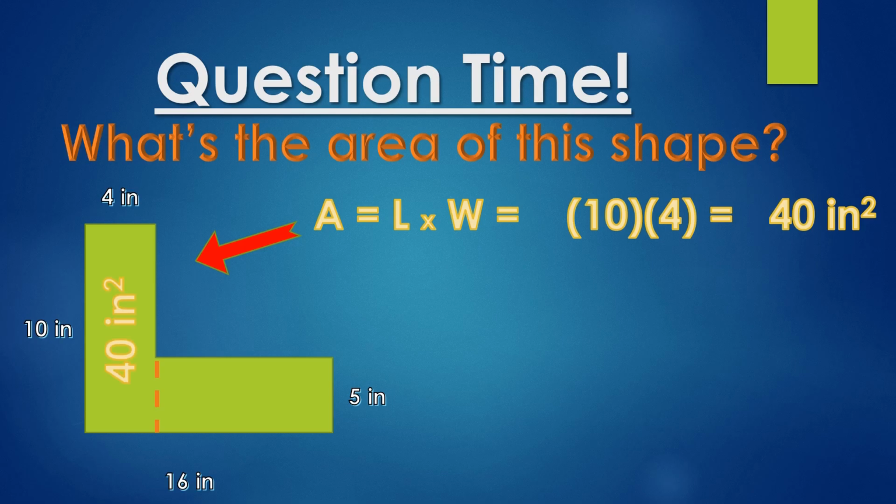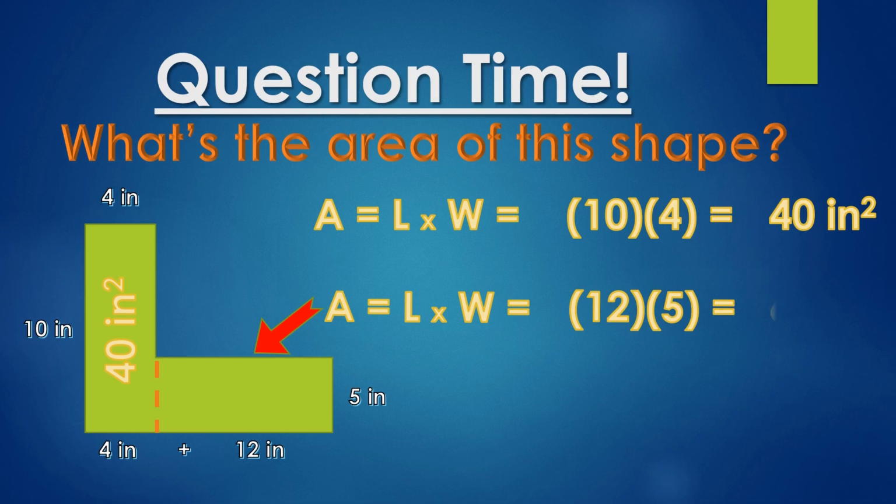Now let's find the other. We have length times width once again. But again, now we have a 5 for the width. But what's the length of the rectangle? Well, we know that that part is 4 plus whatever's left from 16, which would be 12, which means that the length of that smaller rectangle is going to be 12 inches. So our area is 12 times 5, which is going to be 60 inches squared.